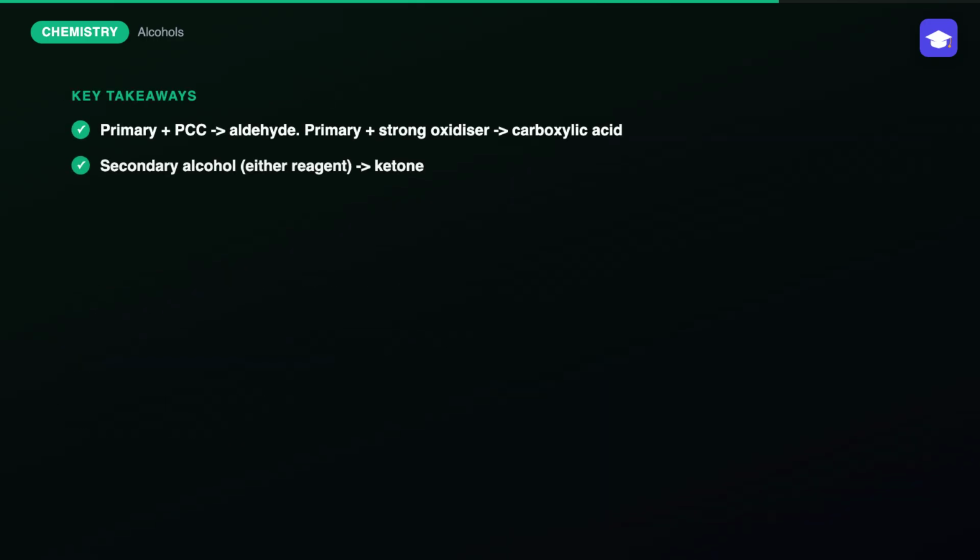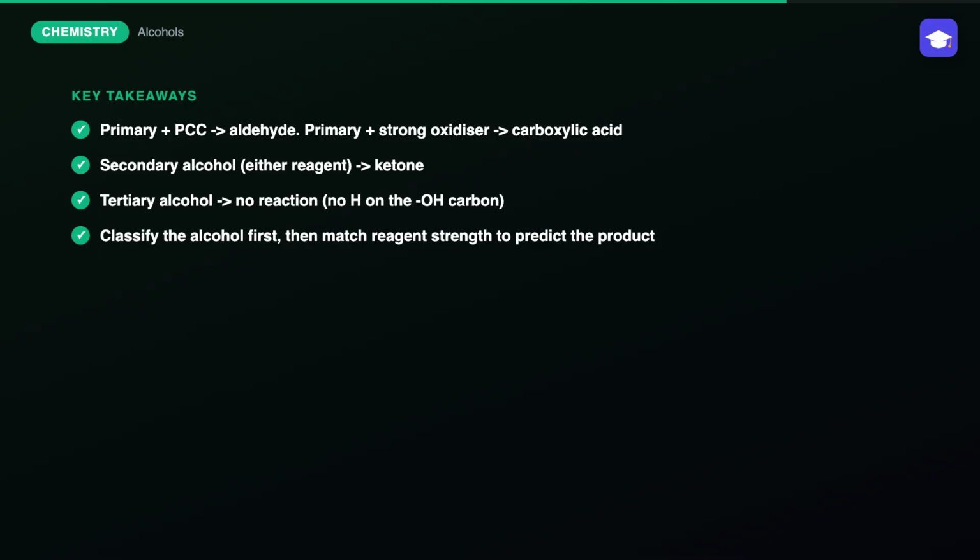Let's recap. Primary alcohols oxidize to aldehydes with mild PCC, but all the way to carboxylic acids with strong oxidizers like acidified potassium permanganate or dichromate. Secondary alcohols oxidize to ketones regardless of reagent strength, since further oxidation would require breaking a carbon-carbon bond. And tertiary alcohols simply cannot be oxidized at all, since they have no hydrogen on their hydroxyl-bearing carbon to remove.